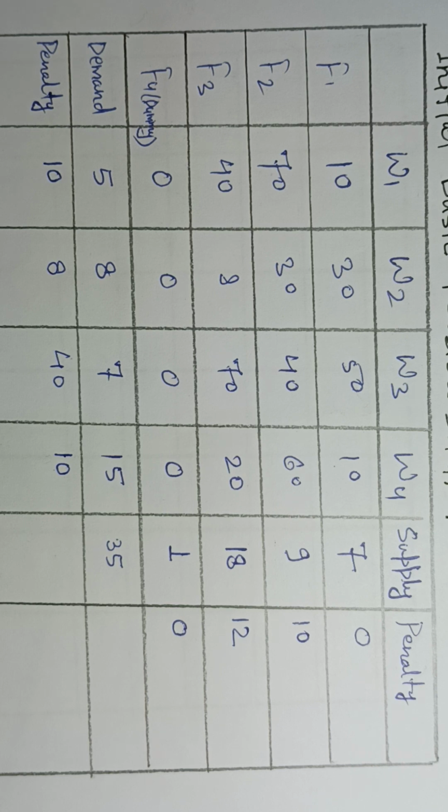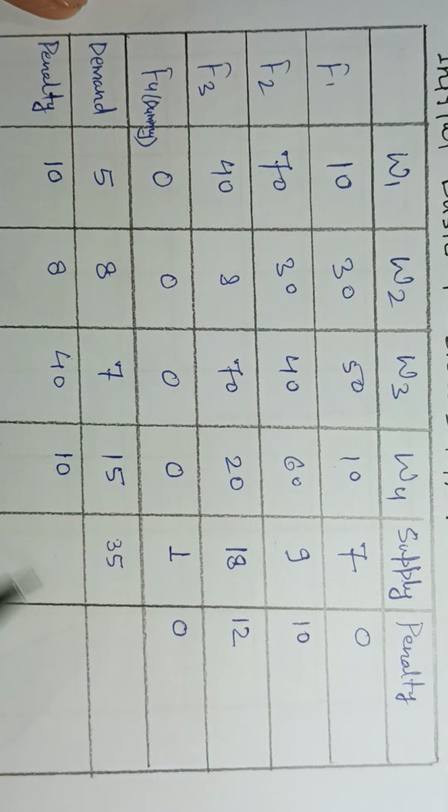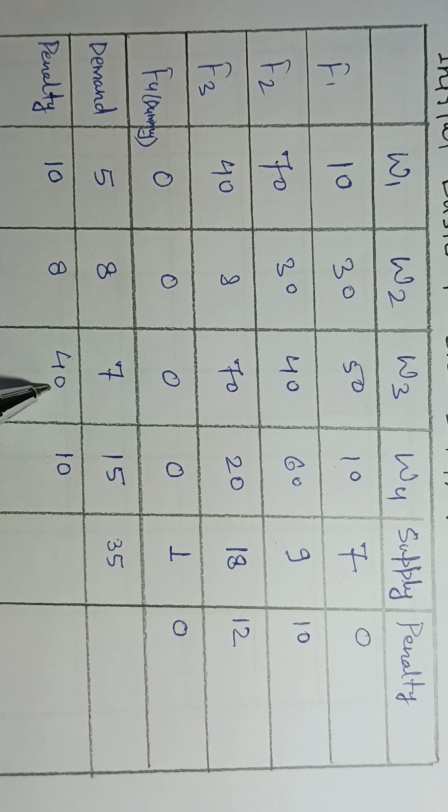So here we will identify the row or column with the highest penalty. See here 0, 10, 12, 0 and 10, 8, 40 and 10. So the highest penalty is 40. So we have to identify the column or row with the highest penalty, and the column we are getting here is the W3 column, where the highest penalty is. In this column we will find which cell has the least cost or smallest unit cost.